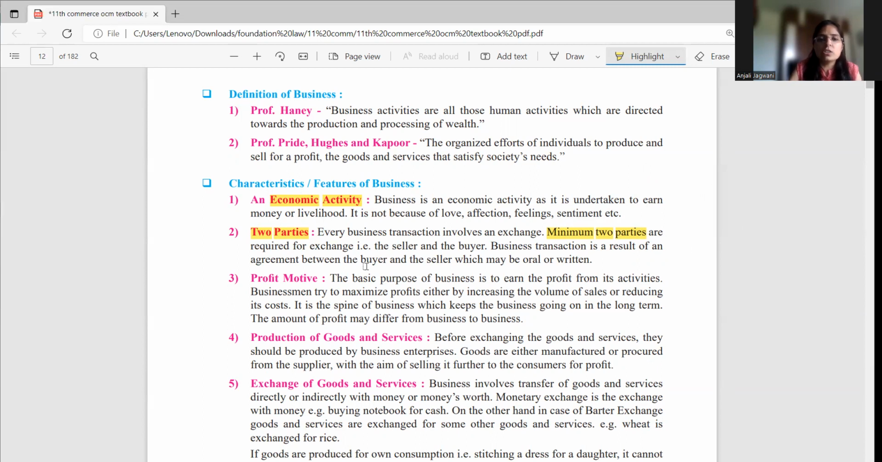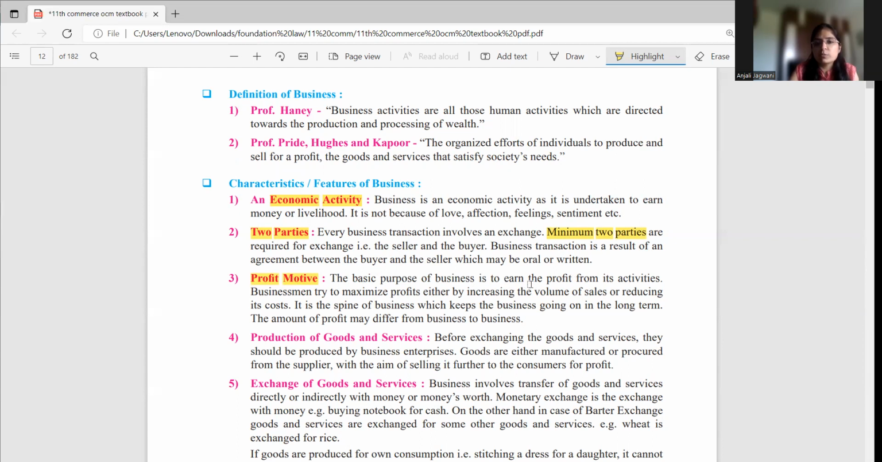Now the third feature of business is the profit motive. Yes, nobody does business if he or she does not have a profit motive. हर एक को अपना earnings करने हैं, profit बनाना है, successful बनना है, and इसीलिए business करते हैं. The basic purpose of business is to earn the profit from its activities, that is the selling price minus whatever cost is required is going to be the profit of that person.